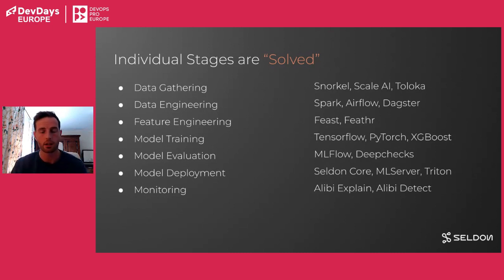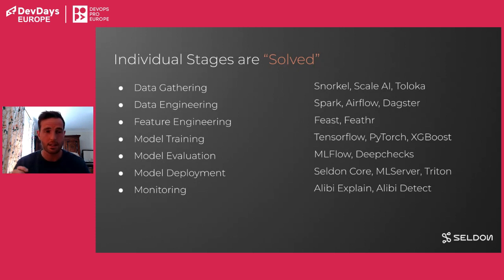Feature engineering, Feast is a very popular feature store that runs on Kubernetes. For model training, I'm sure a lot of you have heard of TensorFlow, PyTorch, but then there are smaller libraries like LightGBM, XGBoost, etc. Model evaluation, so this is checking how well the model performs. Things like MLflow, Deepchecks, again, a bunch of libraries that we have in this space. And then in terms of model deployment, there are things like Seldon Core, MLServer, or NVIDIA's Triton Inference Server. Finally, for monitoring, we're looking at things like Alibi Explain and Alibi Detect.